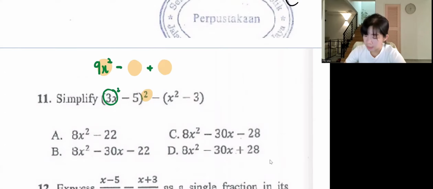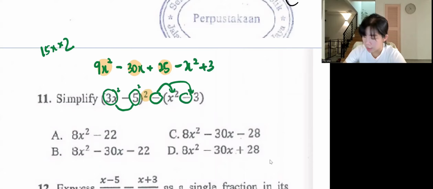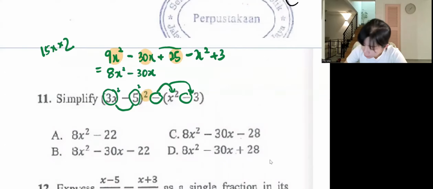The middle term is these 2 multiplied together, times 2. 3x times 5 is 15x, 15x times 2 is 30x. And then the last one, the second term squared: 5 squared, 25. Then this negative, this minus, expand it: minus x squared, negative negative, plus 3. All right, so at the end, the answer is 9x squared minus x squared, 8x squared. Negative 30x. Then we have 25 plus 3, so it's 28.